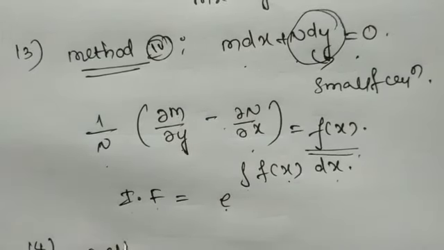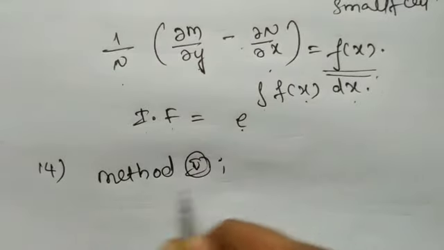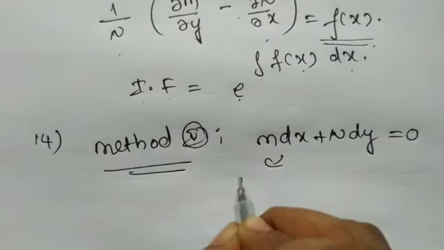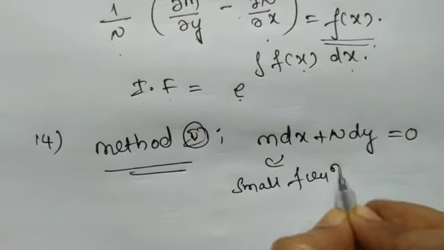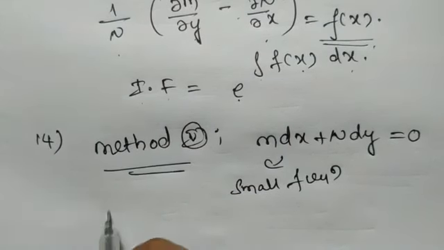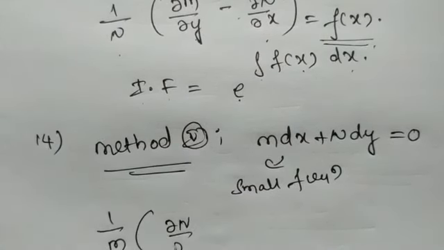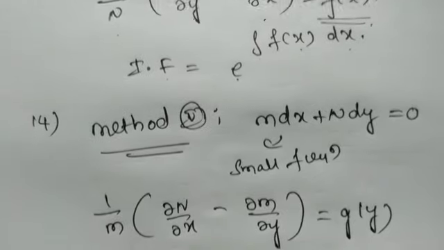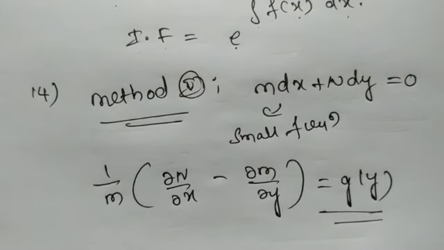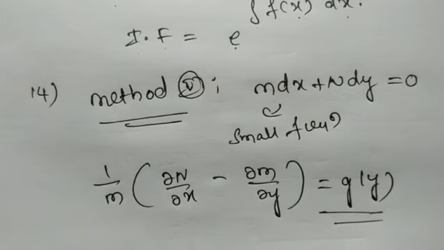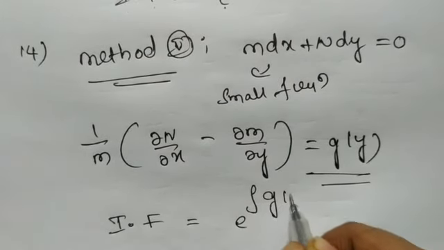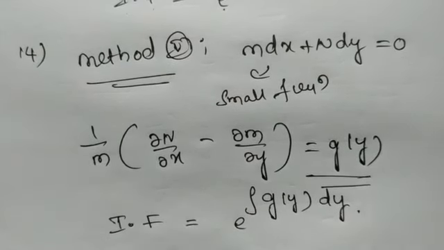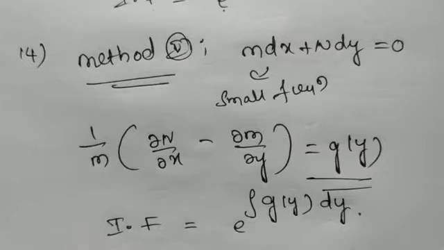Next, coming to method 5. In method 5, here M dx plus N dy equal to 0. In this method, M is a small function. So therefore 1 by M of (dou N by dou x minus dou M by dou y) equal to g of y. Okay, so this is the formula for g of y. Then the integrating factor of method 5 is e power integration of g of y dy. So these are the methods of non-exact differential equations.